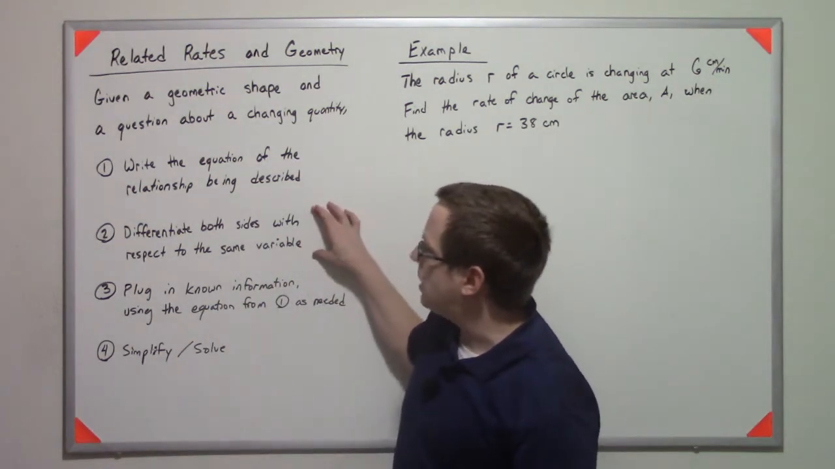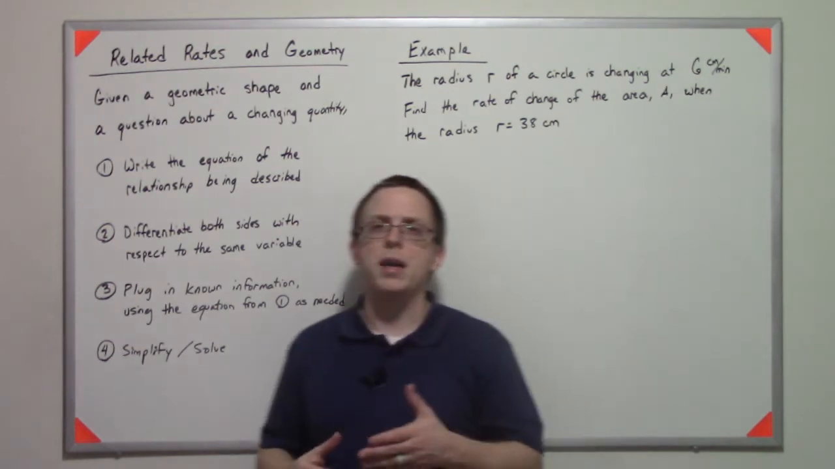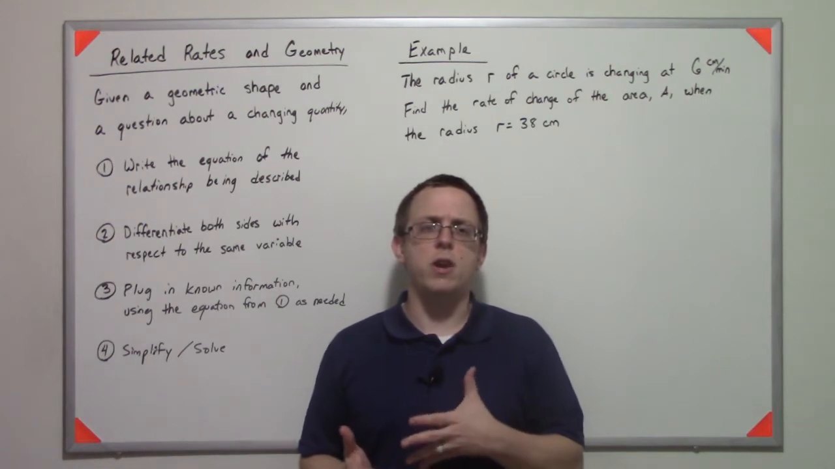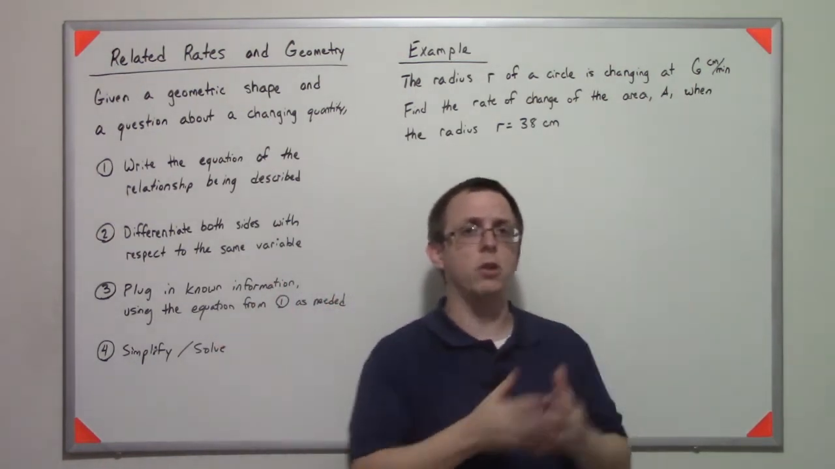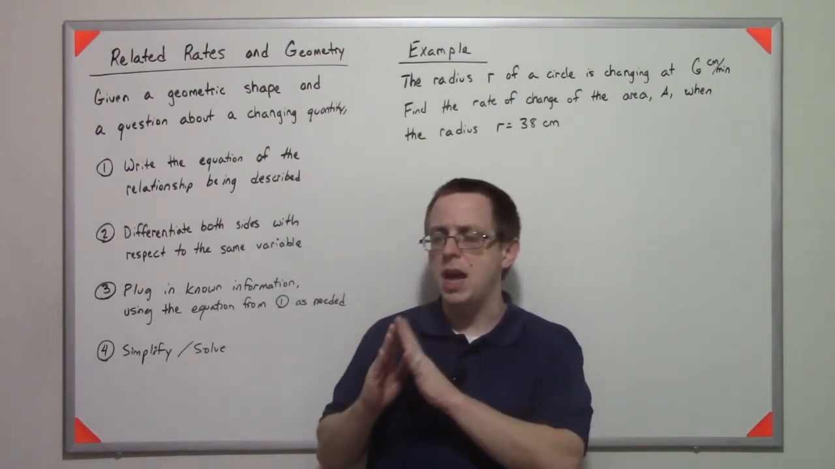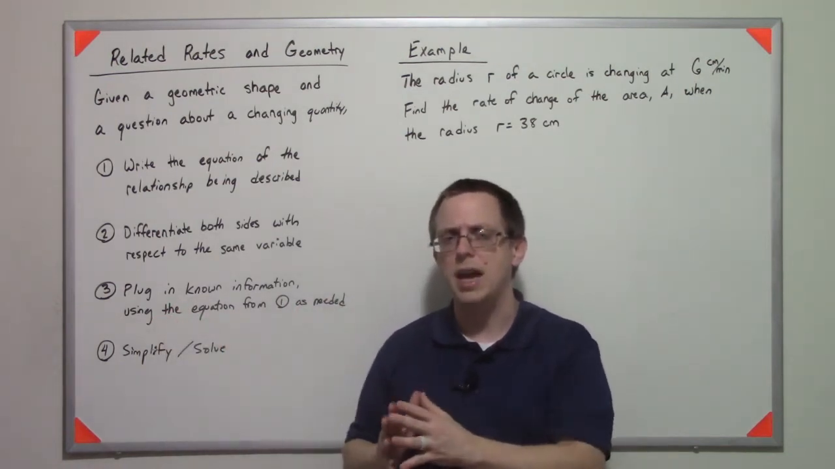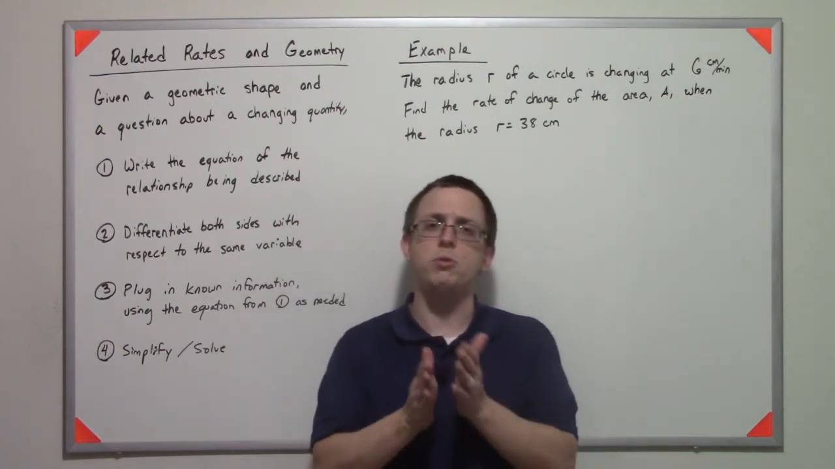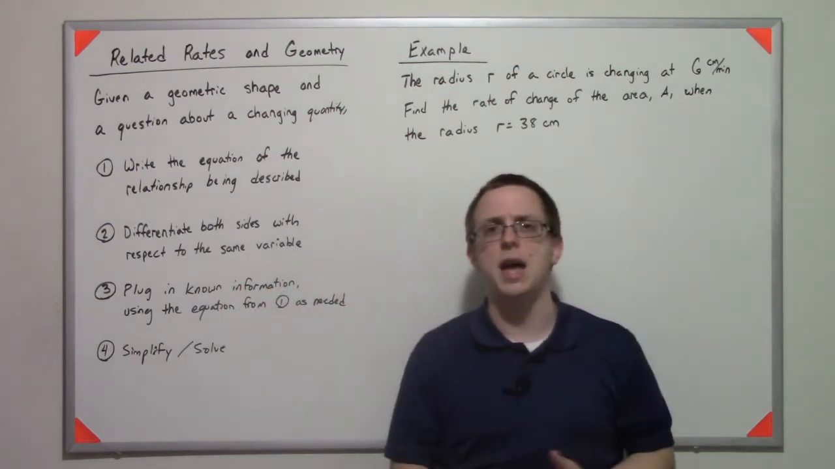The second thing I'm supposed to do is differentiate both sides with respect to the same variable. What I mean by that is most of the time you're figuring out how one quantity is changing with respect to time as opposed to the other, but sometimes you'll see problems where you want to see how the area is changing with respect to the height or something like that. That can happen. It's not as common, but just make sure that whatever derivative you take, you're taking the same derivative on the left and the right-hand side of the equation.